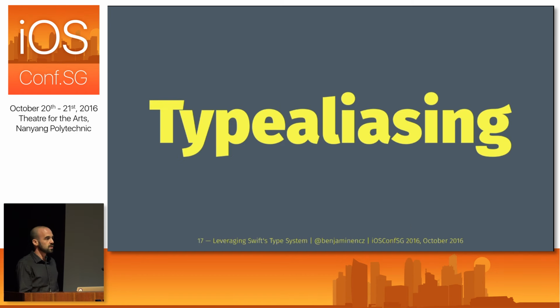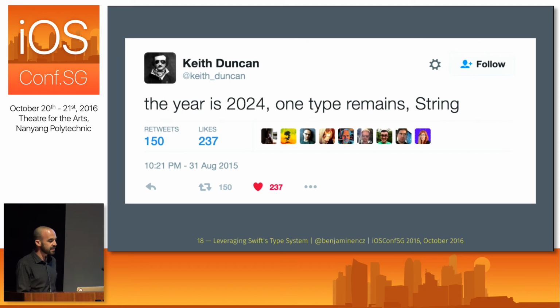Let's talk about the next tool that I see a lot in Swift, and that is type aliasing. The problem that type aliasing tries to solve is that we like to use types in Swift to document our program, but in many cases we have types that are used redundantly in many different places. A notorious example is the string type. I've got this great tweet that I could luckily retrieve from my timeline. And that's the year is 2024, and only one type remains, and that is string.